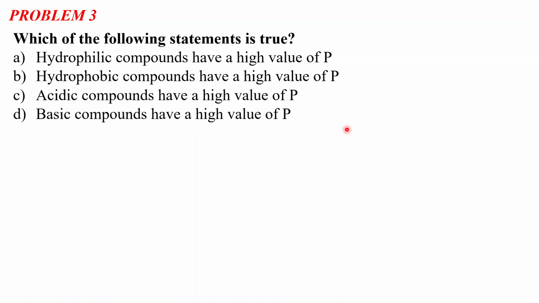Which of the following statements is true? Number A, hydrophilic compounds have a high value of P. Number B, hydrophobic compounds have a high value of P. Number C, acidic compounds have a high value of P. And number D, basic compounds have a high value of P. Let me wait for a minute, then I will check the chat box, okay?